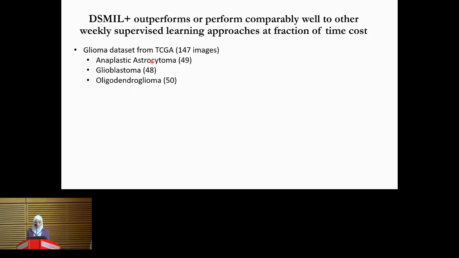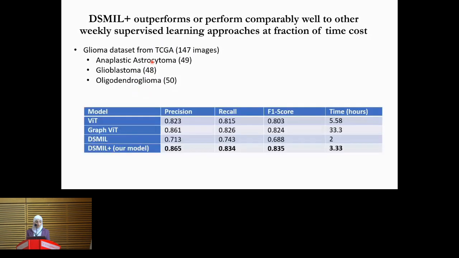So it's quite balanced, a nice dataset with a small data size, but also reflective of the datasets available currently. And what we found is that DSMIL plus can outperform vision transformers, called here ViT. We also tested a more advanced transformer model, graph ViT, which considers the spatial relationships, and DSMIL plus, which we proposed, has comparable performance.